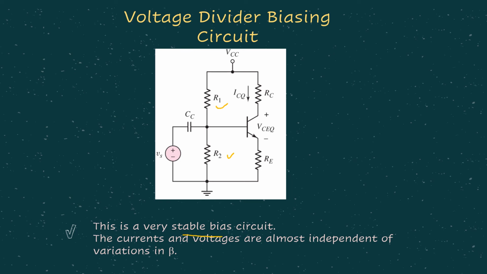What does it mean? It means that the currents and voltages, the IB, IC, IE and VCE, are almost independent of the variation in beta. Meaning sometimes the beta value might change or vary a bit depending on the temperature and other parameters, but the currents and voltages will remain just the same. They will be constant and independent of variations in beta.